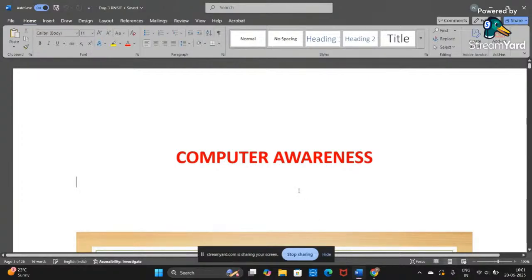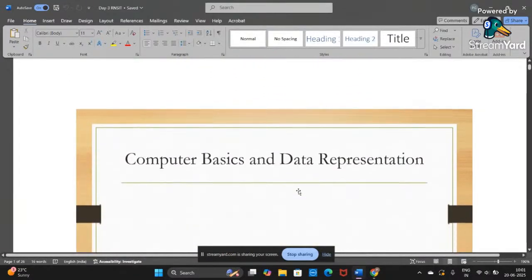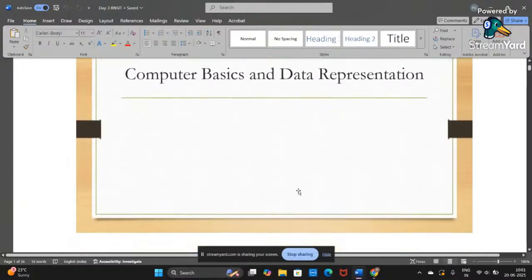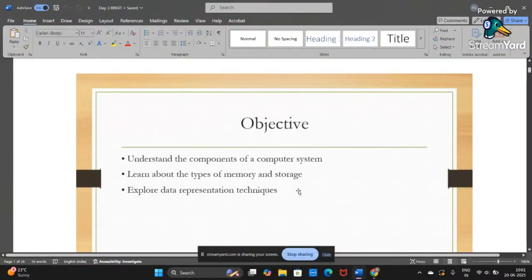Today we are focusing on computer awareness. First, we are going to start with the basics of computer. Objective: understand the components of a computer system, learn about the types of memory and storage, and explore data representation techniques.